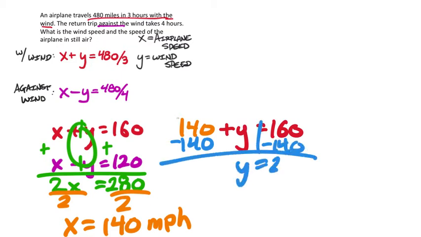And the y then is going to equal 20 miles per hour. That's the speed of the wind. So that's the boat in orange. And in blue, we have the wind speed.